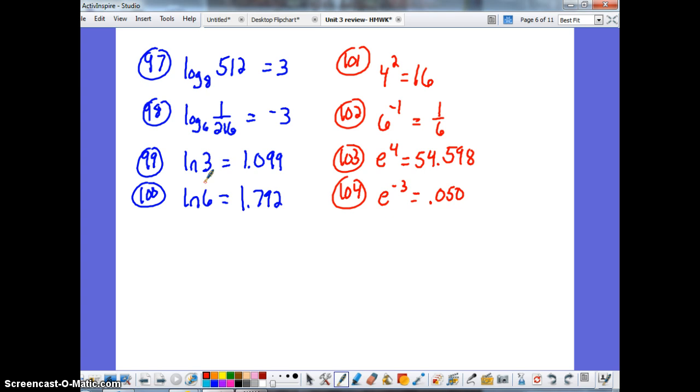99, the base was e, so it gets its own special. It's ln of 3, which is 1.099, and 100 is ln of 6, which is 1.792. Now 101 through 104 is the opposite. It's given to you as a log, so you have to rewrite it as an exponential.